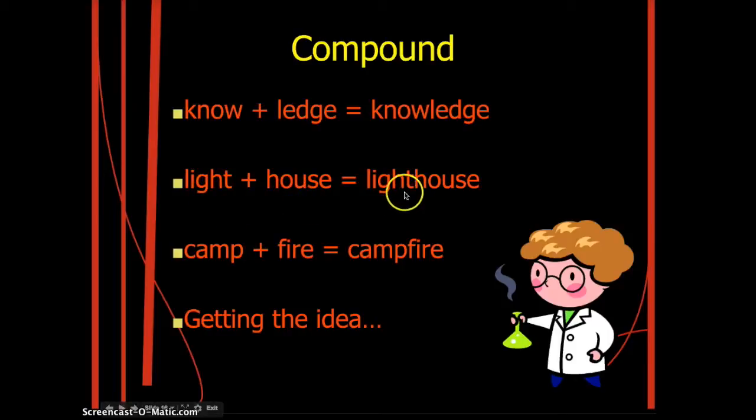Light and house, when you put them together, it creates lighthouse. So much like elements of a compound, each element is going to have an individual set of properties, individual identities, and when they're put together, they're going to change their identities. So camp and fire, creating campfire, and hopefully you're getting the idea here.